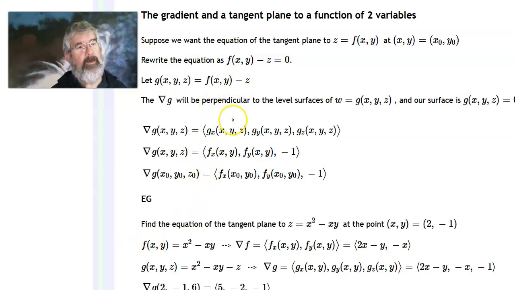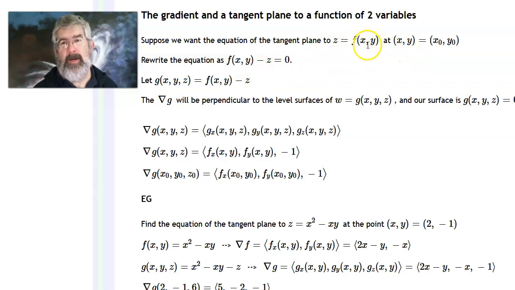Anyway, let's see how we can do this using the gradient, because the gradient is really good at giving us a vector perpendicular to a surface, right? Yeah, perpendicular to level things. So suppose we want the equation of the tangent plane to the surface z equals f of x, y at the point (x, y) equals (x0, y0).